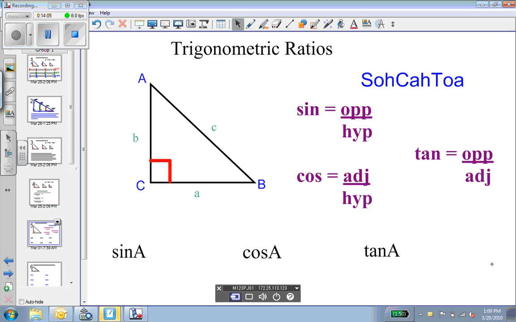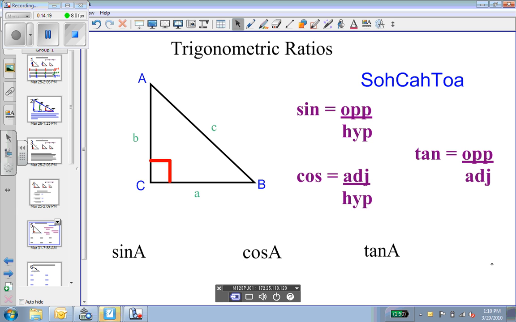Now, there's a way to help you remember this. First of all, this is an abbreviation for sine, cosine, and tangent. Sine is opposite over hypotenuse. Cosine is adjacent over hypotenuse, and tangent is opposite over adjacent.